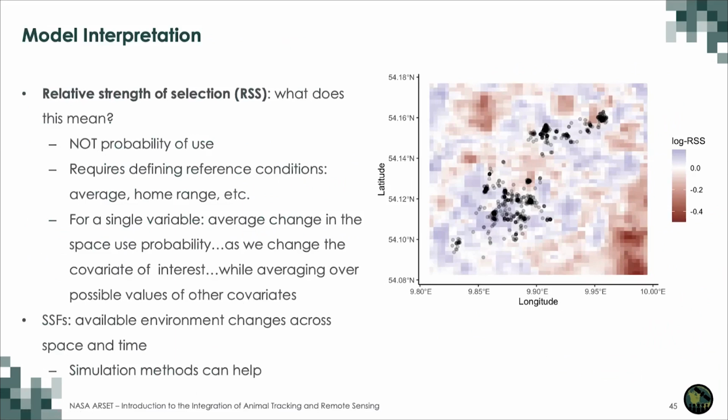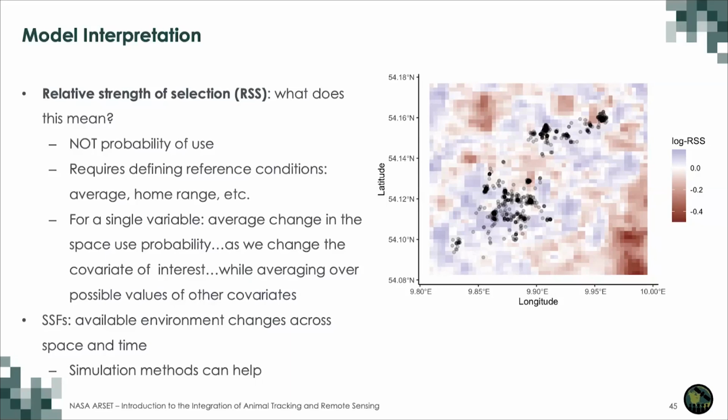It's nice when we have a habitat suitability or a species distribution model to be able to interpret the output as the probability of use, the probability that an animal will be in a given location. However, the relative strength of selection requires defining reference conditions. So, for example, how likely an animal is to use a given area relative to what is available.